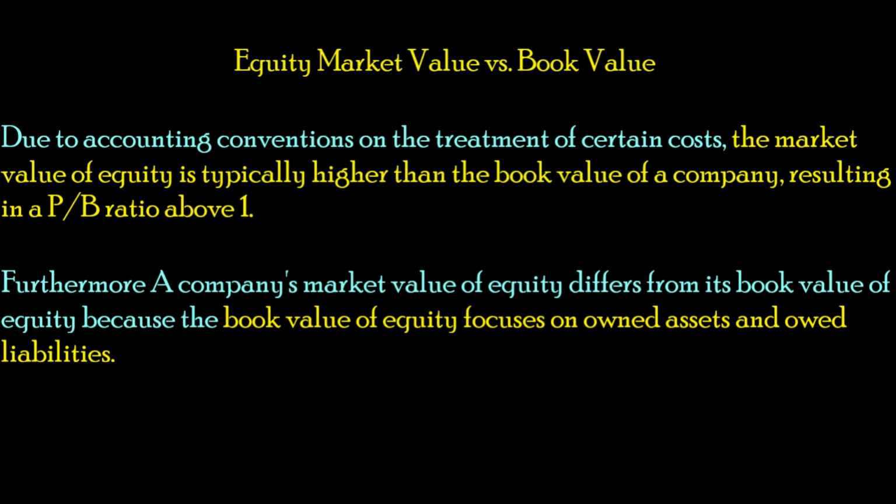Due to accounting conventions on the treatment of certain costs, the market value of equity is typically higher than the book value of a company, resulting in a P/B ratio above 1. Under certain circumstances of financial distress, bankruptcy, or expected plunges in earnings, a company's P/B ratio can dive below a value of 1. Furthermore, a company's market value of equity differs from its book value of equity because the book value of equity focuses on owned assets and owed liabilities.